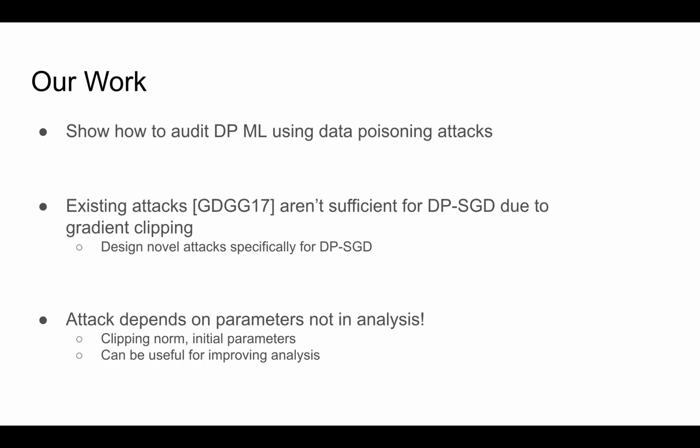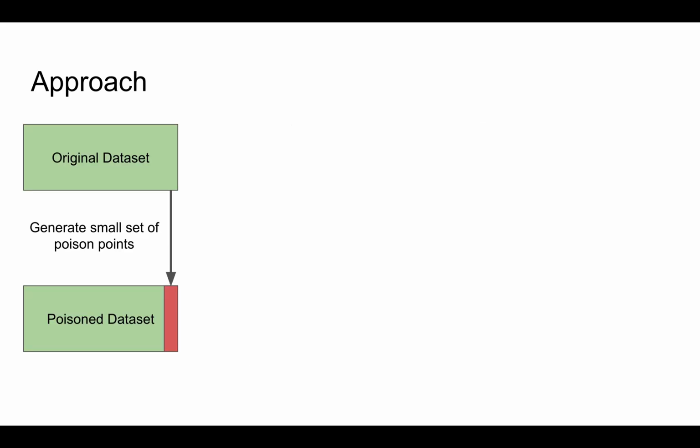We show that it's possible to audit private machine learning algorithms using poisoning attacks, which are corruptions to the training data set that are used to change the model. We show that existing poisoning attacks aren't sufficient for DPSGD due to gradient clipping, and so we design novel attacks that are specifically tailored to DPSGD. We also show that our attack is dependent on parameters that aren't used in the analysis of DPSGD, which means that the analysis could be improved in the future by incorporating these parameters, potentially.